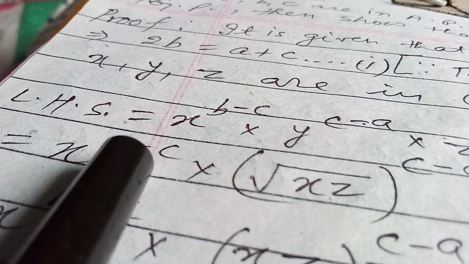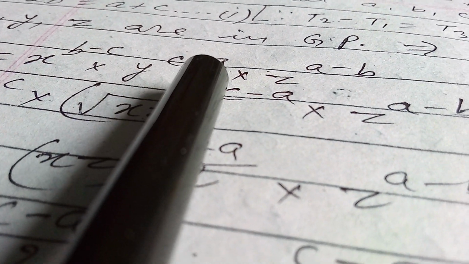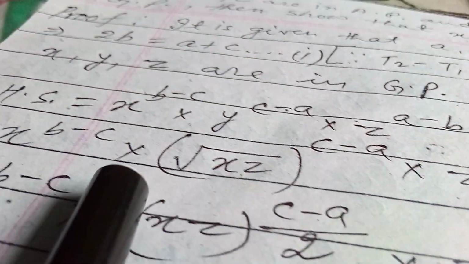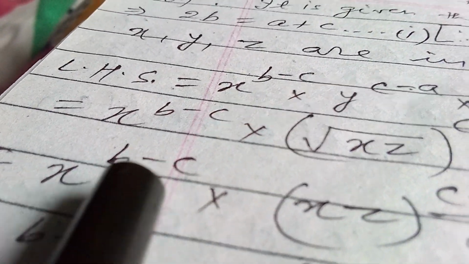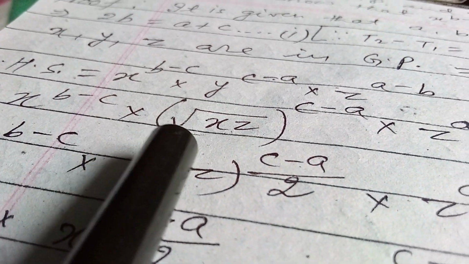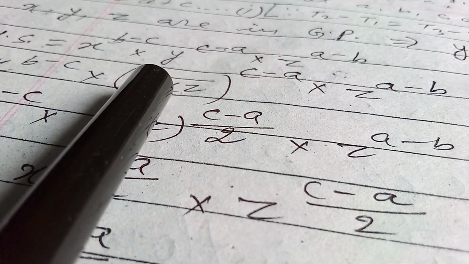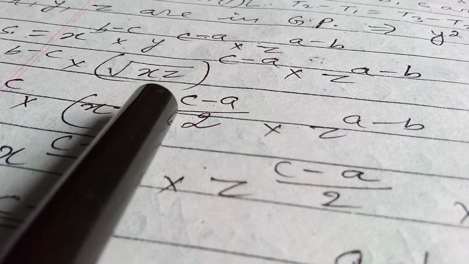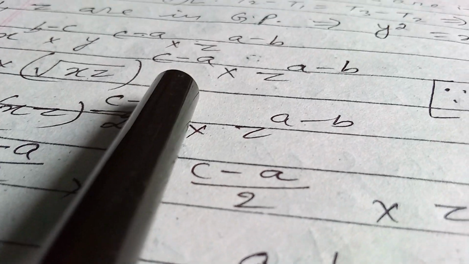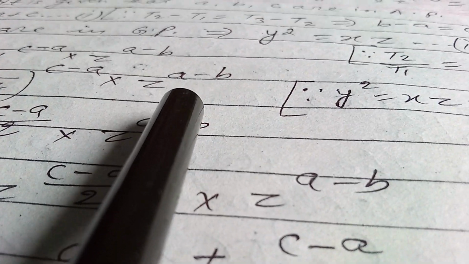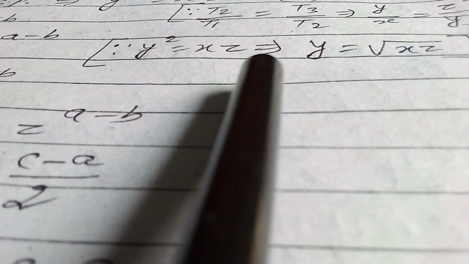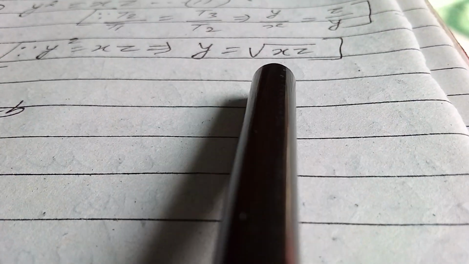Now LHS equals x to the power b minus c into y to the power c minus a into z to the power a minus b. Now this will be equal to x to the power b minus c, and in place of y we will write root under xz, because y square equals xz, so y equals root under xz, to the power c minus a, into z to the power a minus b.